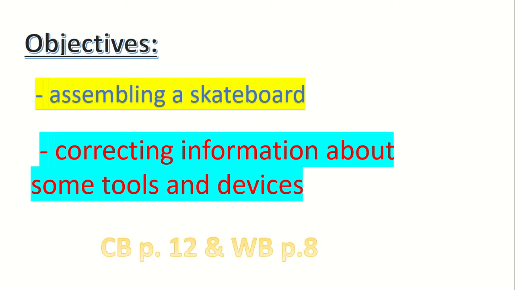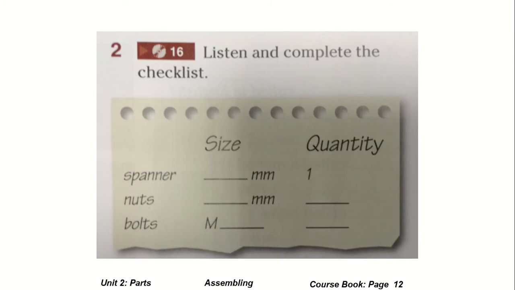To do the lesson, please open the course book page 12 and the workbook page 8. So today you need both books, so prepare them please. Now let's start our lesson. The first exercise is in the course book and it's a conversation, okay? Listen to the conversation and try to know the place where this conversation happens.